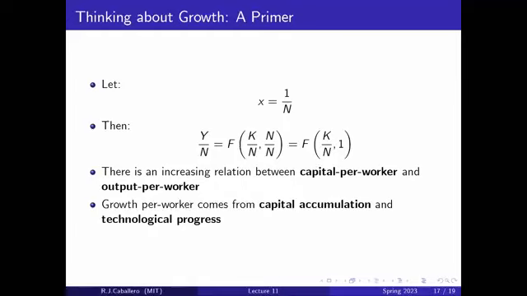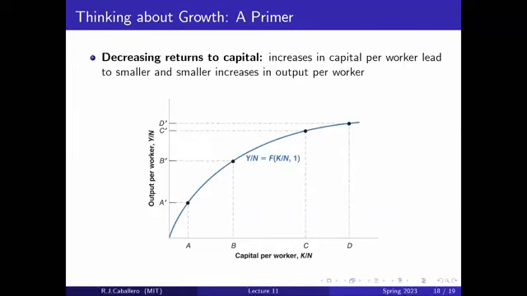Okay, that's a scaling factor. And if I multiply everything by 1 over N, we got output per person as an increasing function, but at a decreasing rate, of capital per person. Okay? We plot that function here, and this is increasing, but it's concave. That shows the decreasing returns of capital. And we got that function there.